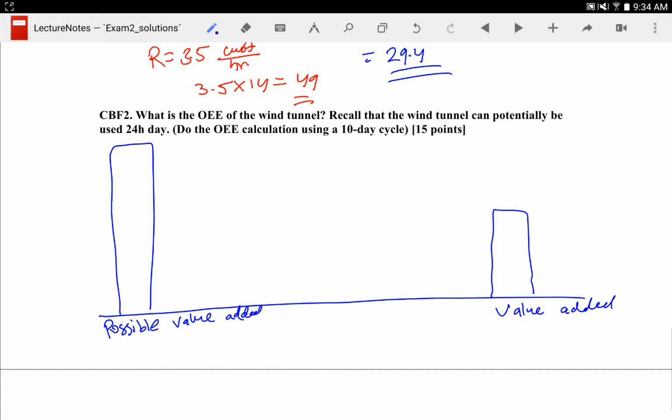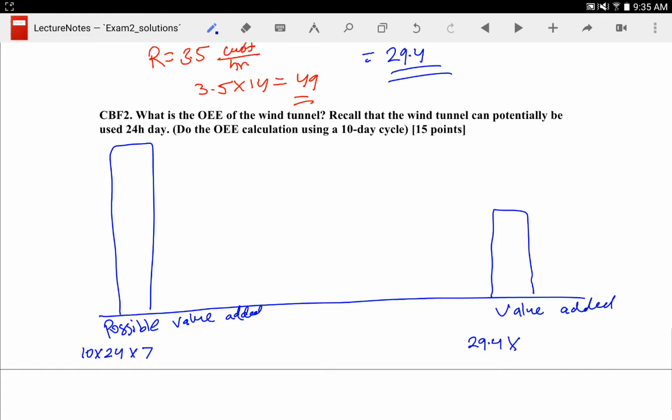Possible value added is pretty easy, because we know it could run for 10 days, for 24 hours, and at any given time 7 people could get served. That part is fairly easy. How about the value added? Well, refits are not value added, that is rework. So only 29.4 customers every day are being added value.